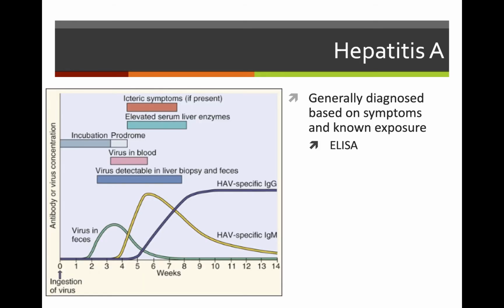Hepatitis A is generally diagnosed based on symptoms and known exposure, and we also have an ELISA to detect hepatitis A specific antibodies. Generally, you'll have a relatively long incubation period. The virus will then be in the blood and in the feces. Some patients will develop icteric symptoms. This is like symptoms of jaundice, right? Hepatitis. And elevated liver enzymes.